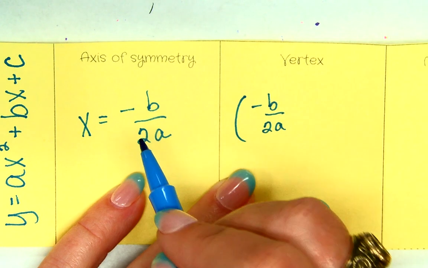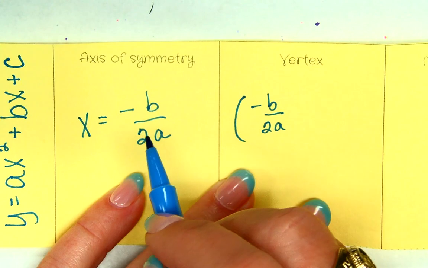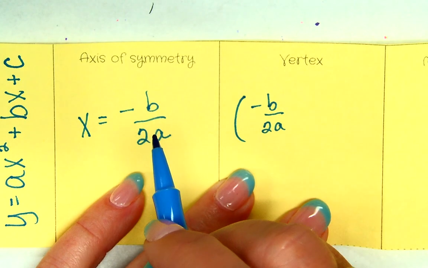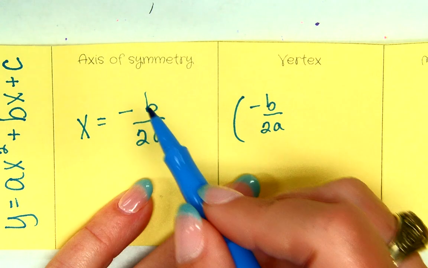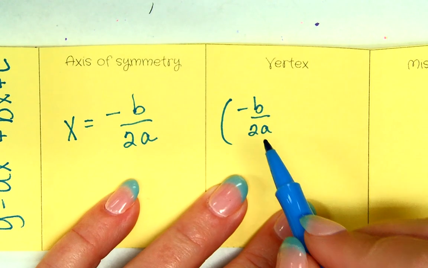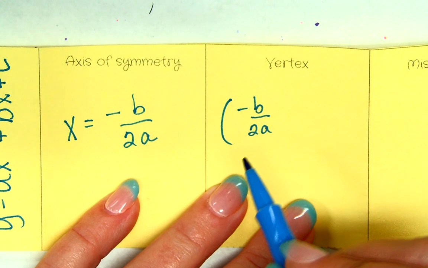Where does the axis of symmetry go on a parabola? Right through the vertex, right? So does it make sense that if the axis of symmetry is x equals negative b over 2a, the x-coordinate of the vertex would be negative b over 2a?